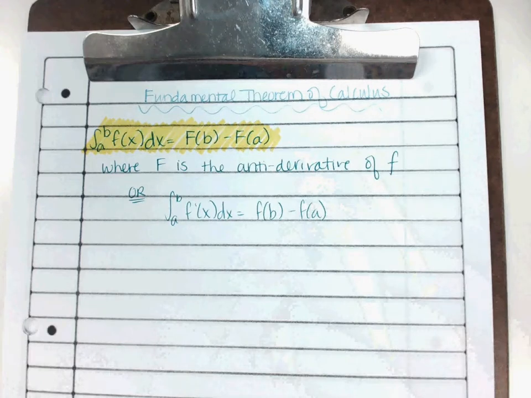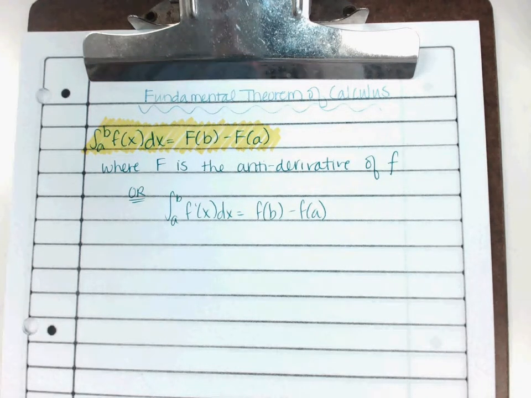So, capital F is the antiderivative of regular f. You plug in b, which is the top endpoint. You plug in a, which is the bottom endpoint. Then you subtract. Okay? So, we have 7 examples. We can do it. Okay, example number 1.